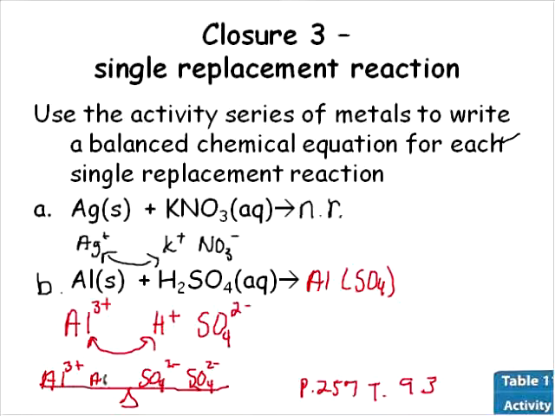If we have two aluminums, that's a +6. And we have 3 sulfates. So this would be the formula. Plus we have hydrogen by itself.